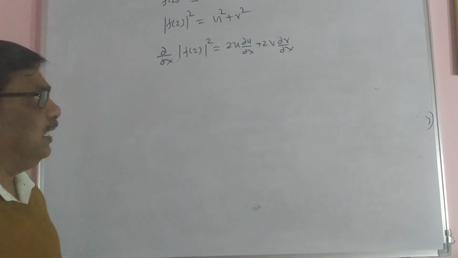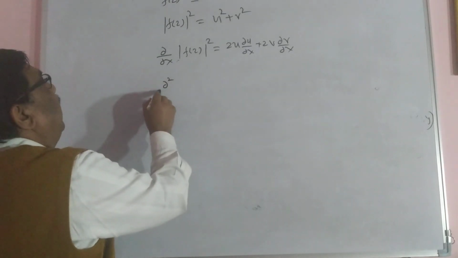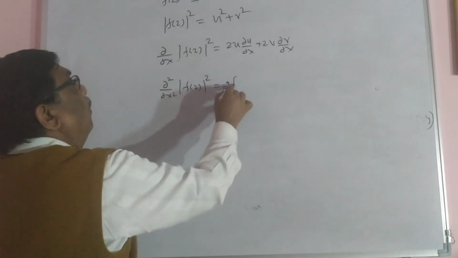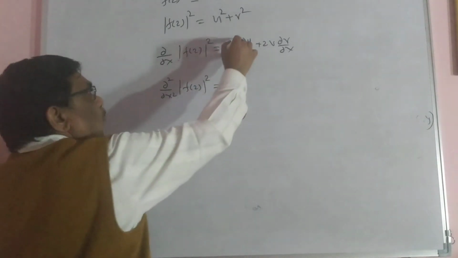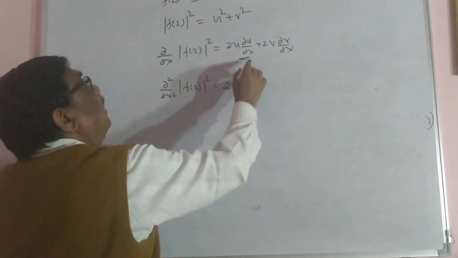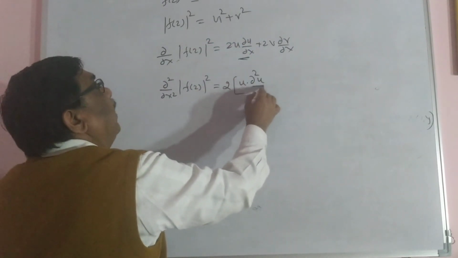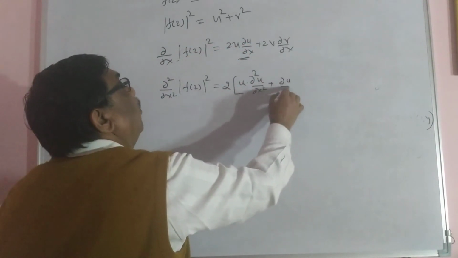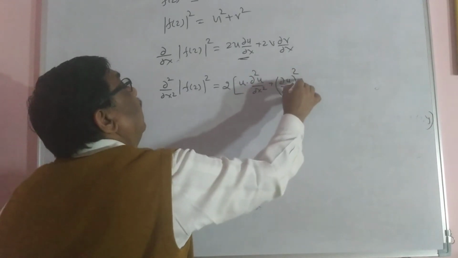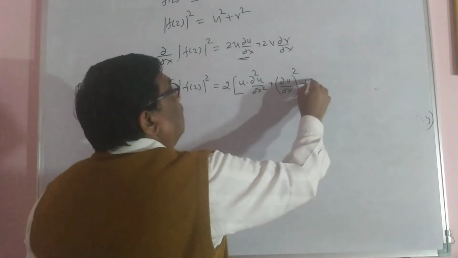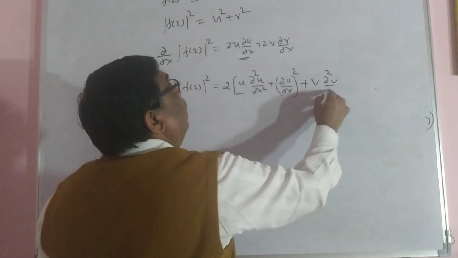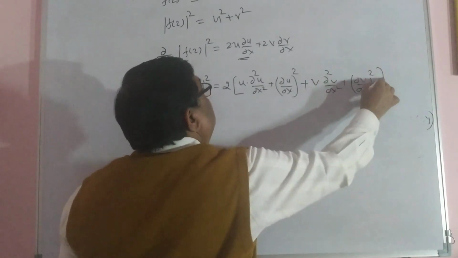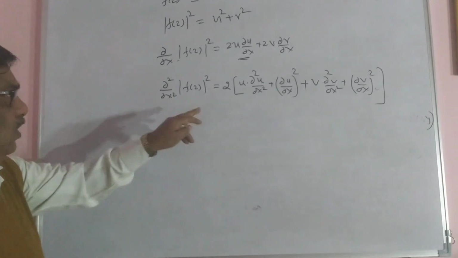Again you differentiate partially with respect to x. ∂²/∂x² of mod of f of z squared equals 2 times, since 2 is common on both sides, u times ∂²u/∂x² plus (∂u/∂x)², plus similarly v times ∂²v/∂x² plus (∂v/∂x)². This is partially with respect to x twice.